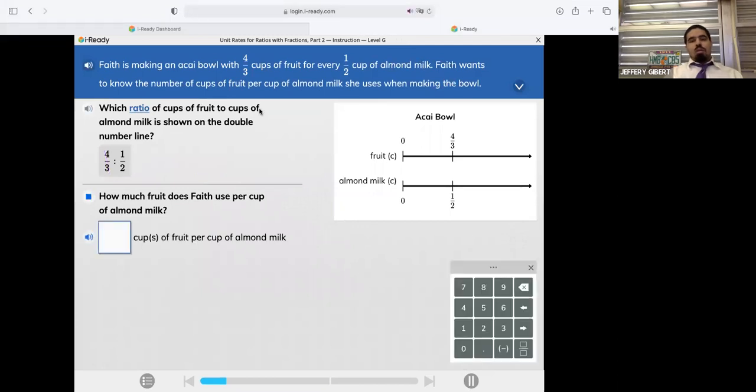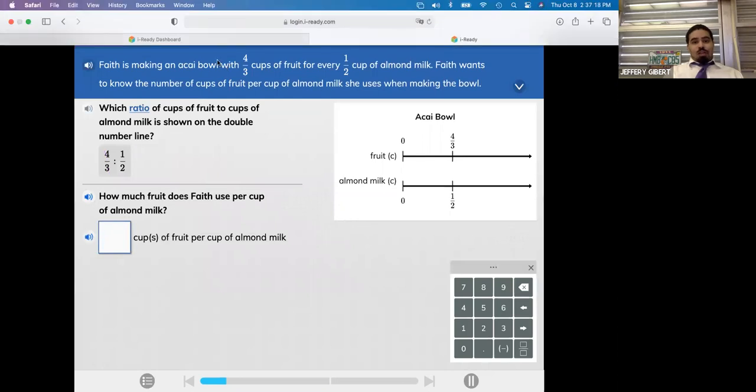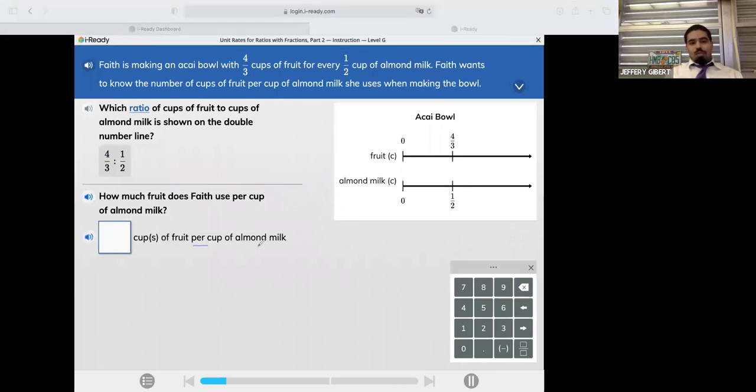How much fruit does Faith use per cup of almond milk? Now we're back to what we were doing last class, dividing fractions. So you got cups of fruit to cups of almond milk. So fruit over almond milk. So that's going to be 4/3 over 1/2. And just like last time, the top divided by the bottom. So you do 4 over 3 divided by 1 over 2.